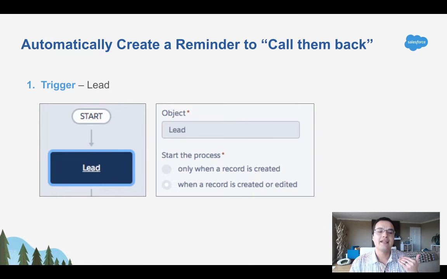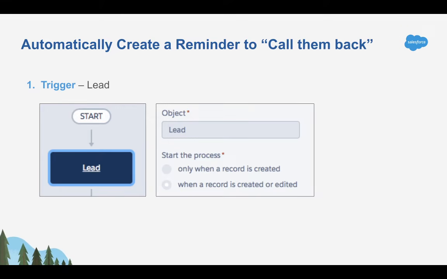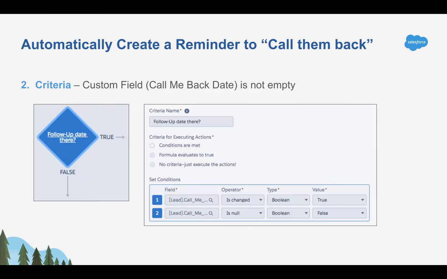First, we create a process builder rule, and we're going to start by saying what object it's going to run off of. In this case, we're going to run off of the lead object, and we're running when records are either created or edited. Then we're going to use a custom date field to determine what the trigger is, what the criteria is. So when does this rule fire? This rule is going to fire when the follow-up date field is not empty, is not null, and it's been changed. So if you put in a date, or if you change the date, and it's not empty, you didn't delete the date, then it's going to fire.